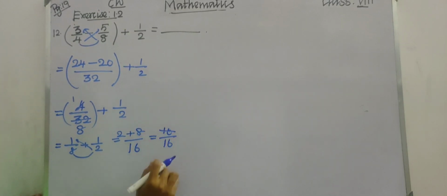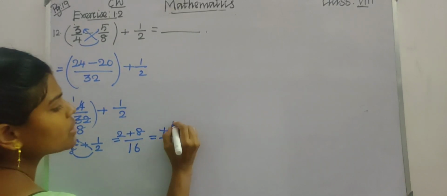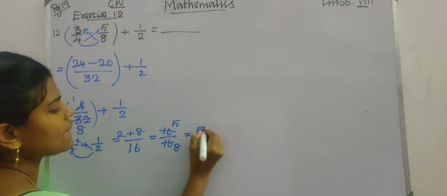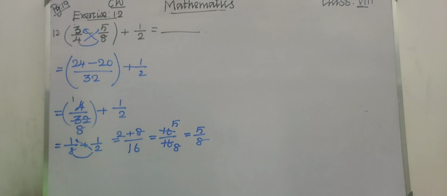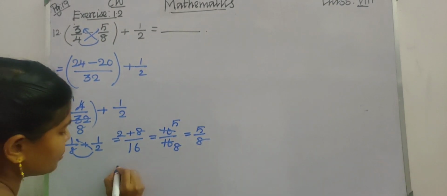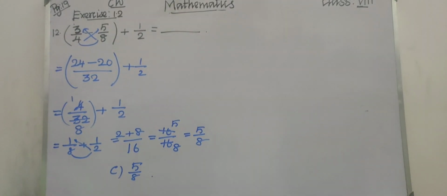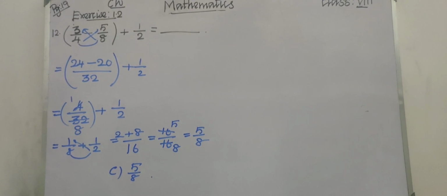So again we can make this into the simplest form. So 5 2s are 10 and 8 2s are 16. So the answer we are getting is 5 upon 8. Okay, so it is option C. Option C, 5 upon 8 is the answer. Okay children, so we have completed up to the 12th one. 13, 14 and 15 are also your homework.